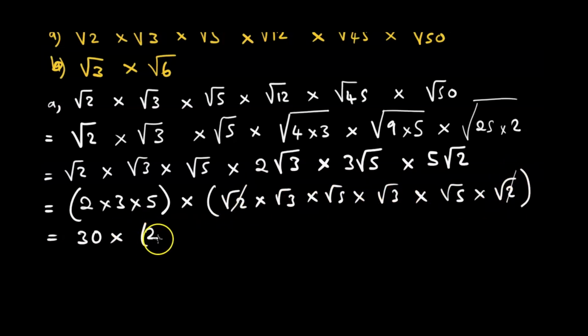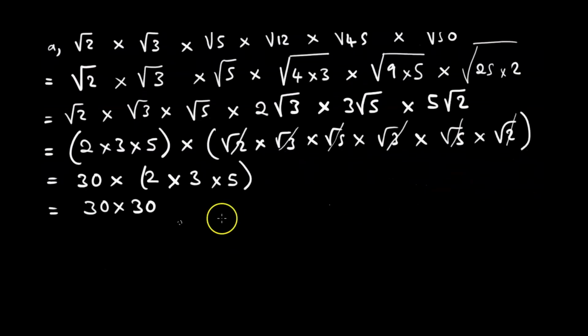Multiplying the square root of 2 with the square root of 2 here, we will have 2. The square root of 3 multiplied by the square root of 3, we will have 3. The square root of 5 multiplied by the square root of 5, we will have 5. That means we just have 30 times 30. So 30 times 30, what is the answer? It's 900. Our answer is 900.